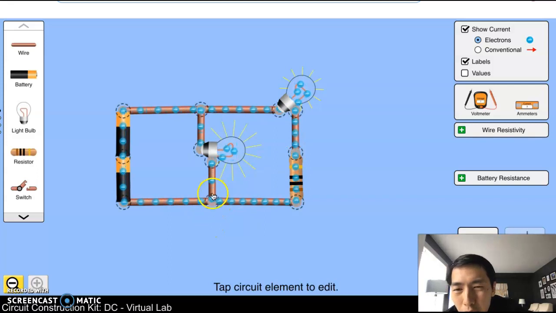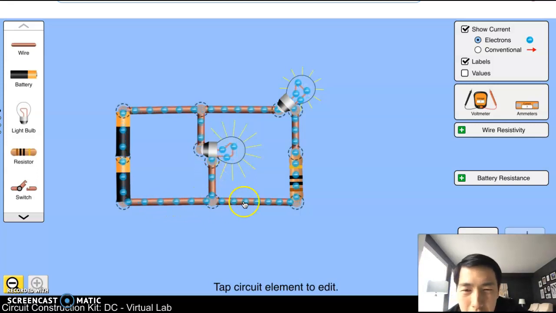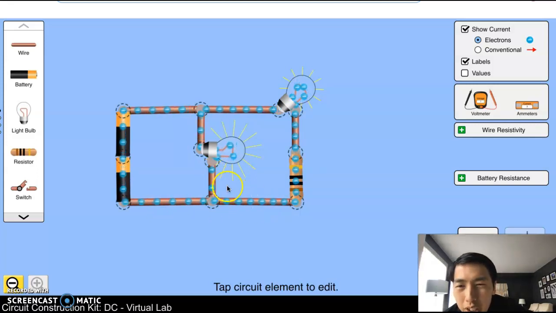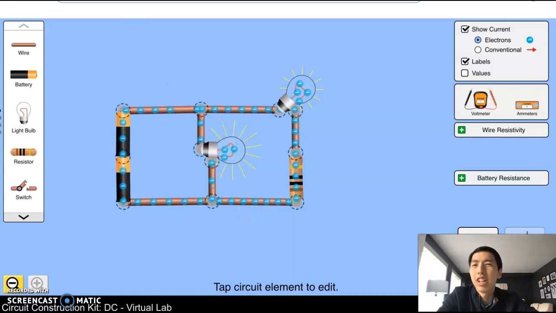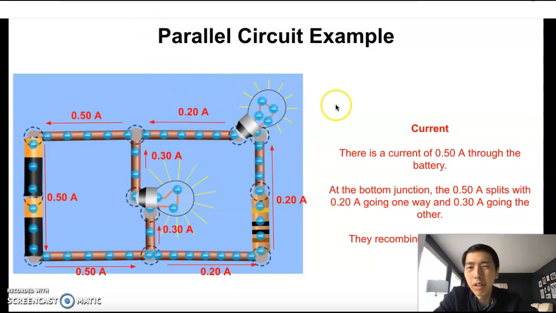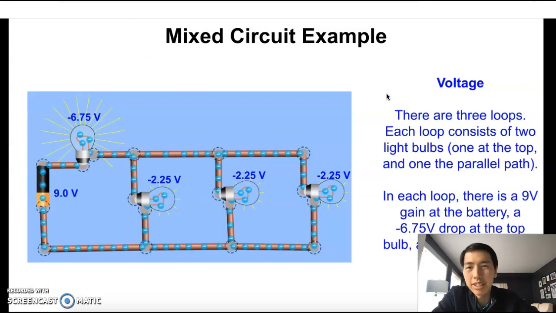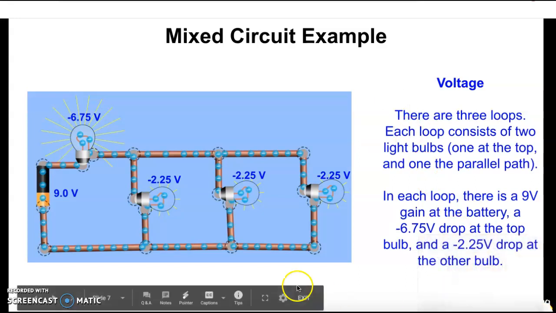Okay, so this junction point is kind of where the change of speed happens. It's going fastest coming into the junction, but when it splits up into the two paths, they're slower in those two paths. All right, so there's an example of a parallel circuit, and one more example is a mixed circuit. So it's got some parallel and some series. So I'll start with the voltage law.